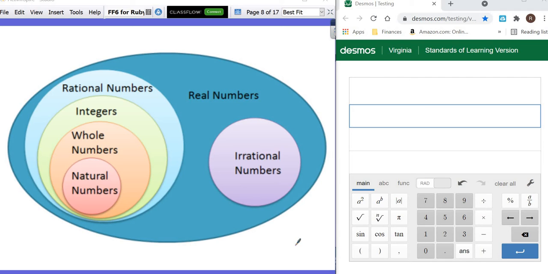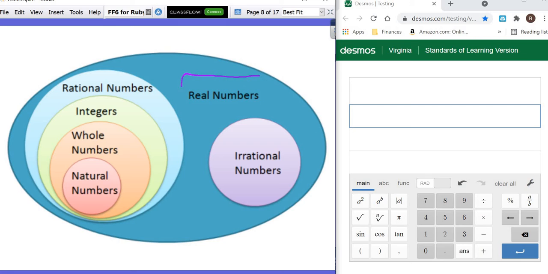All right, this is the next video for Flashback 6. You will be expected to be able to fill in a Venn diagram like this. This is in your notes, pages 10 and 11, and it's very important that you're able to fill it in however it is asked of you on a test.